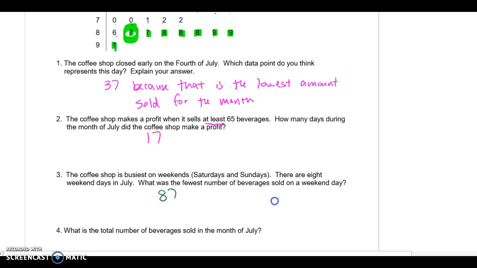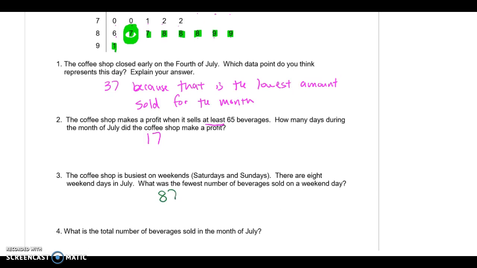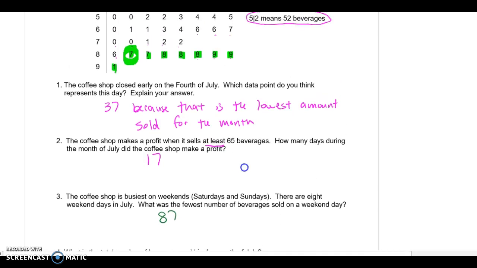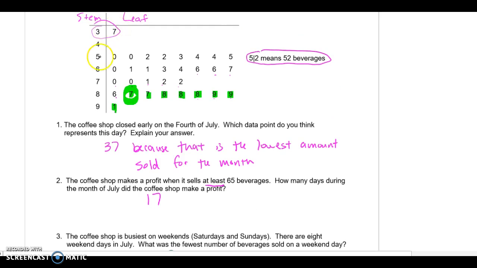Number 4 says, what's the total number of beverages sold in the month of July? I'm going to save you the gory details, but essentially we're going to take 37 plus 50 plus 50 plus 52 and so on, and repeat that until we've included all of our data points.